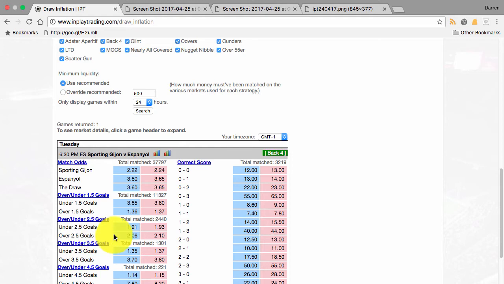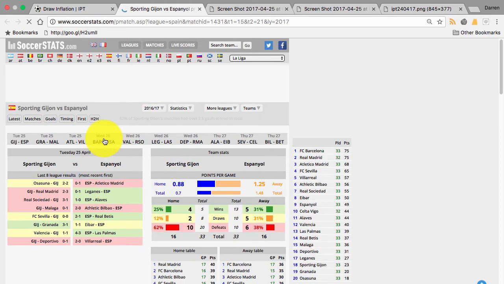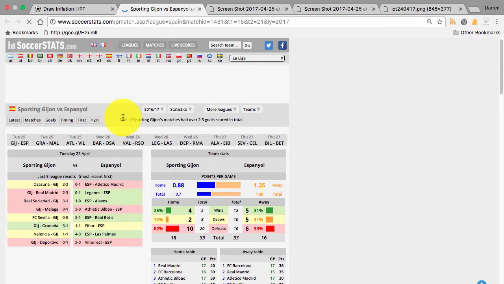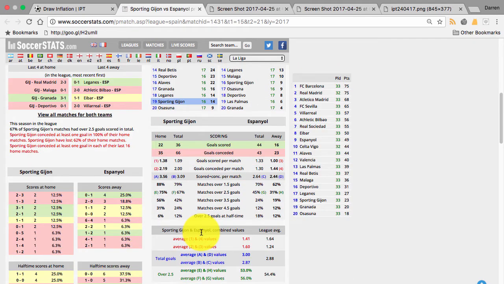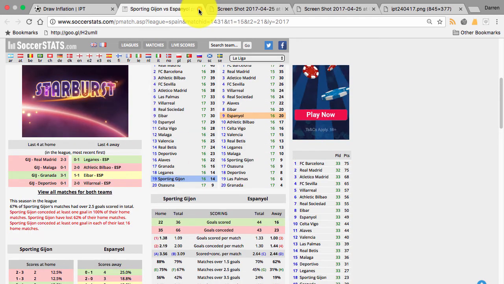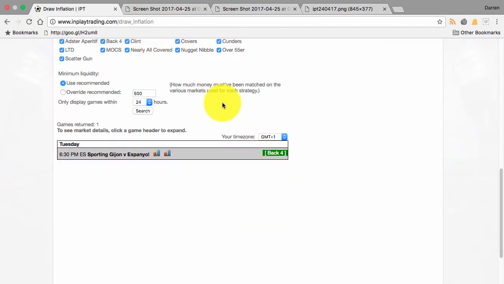The other criteria is based on over 2.5 goals. We've got links here directly to the popular football statistics sites as well, so we can go in there and drill down a little bit more and do our own research there. But again, an invaluable tool for making selections.